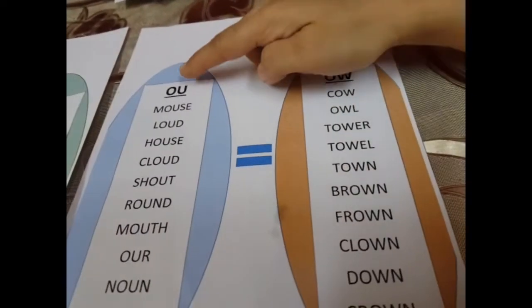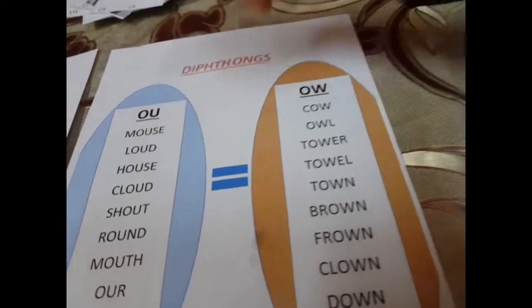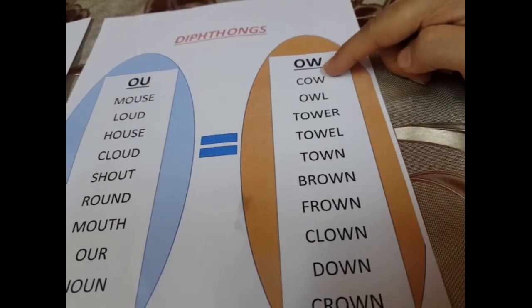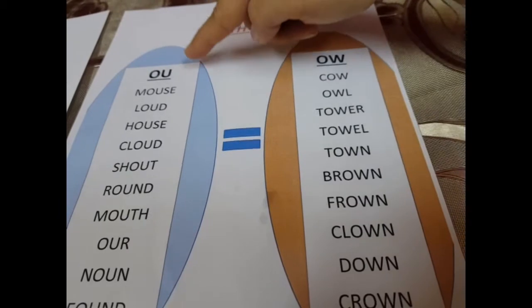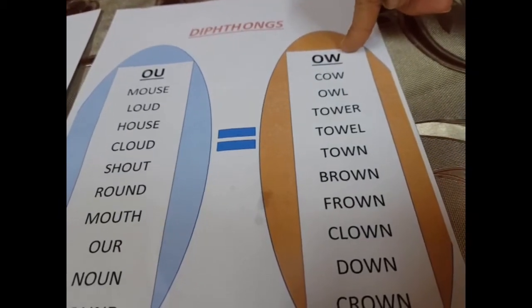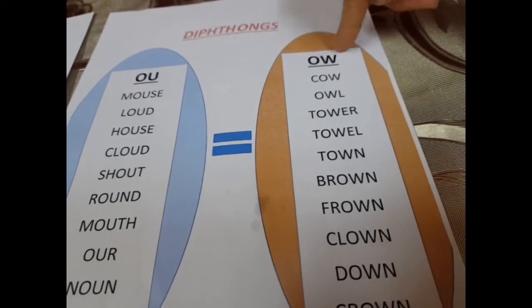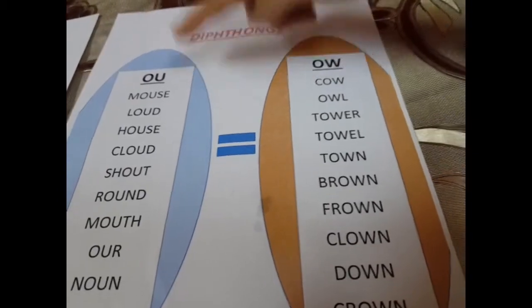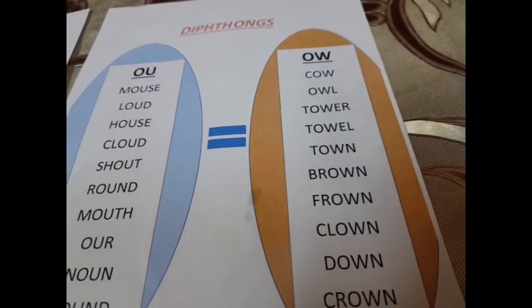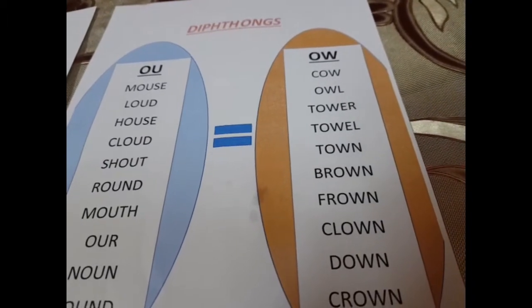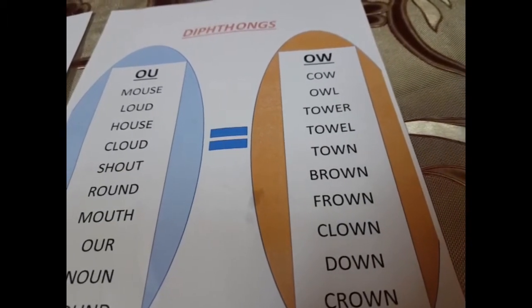Now here OU makes the sound ow and OW also makes the sound ow. So these are two pairs of diphthongs that make the same sound. It's like ow. O-W. When you fall down, what sound do you make? Ouch. Yes, the ow sound will come here.